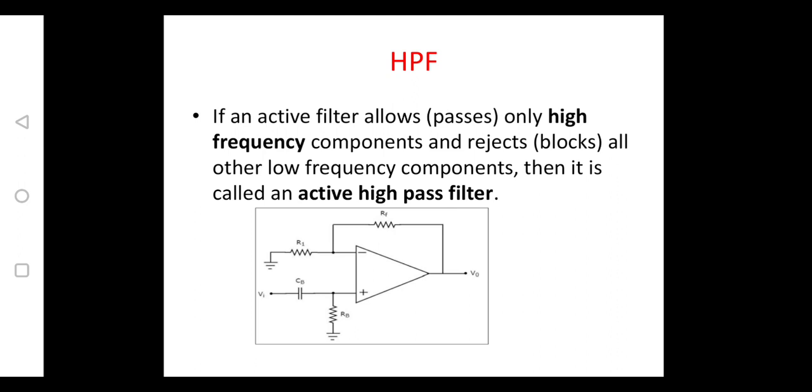So if we want to make our practical filter approximately equal to an ideal filter, we need to use more number of RC sections. That is, if the order of the filter is increasing, the frequency response of the filter approaches the ideal value.